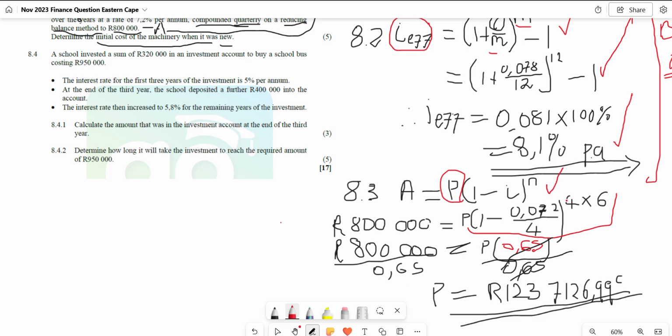Then the mark allocation for this particular question is 5 marks. 1 mark for the right formula, 1 mark for the principal amount, 1 mark for substituting 800,000 where you see A, 1 mark for i, and 1 mark for this part here, correct substitution into the correct formula. 5 marks there.